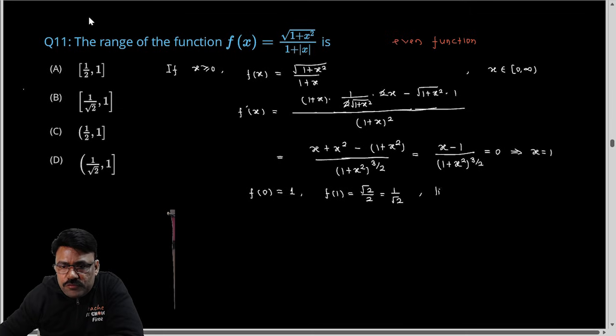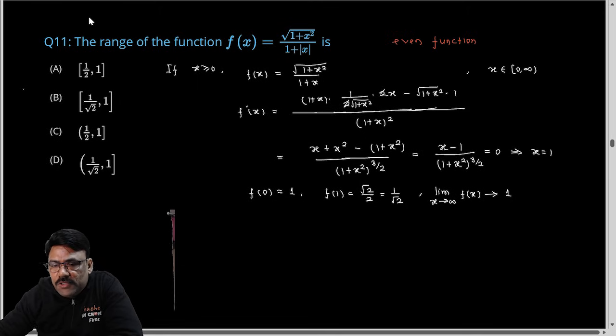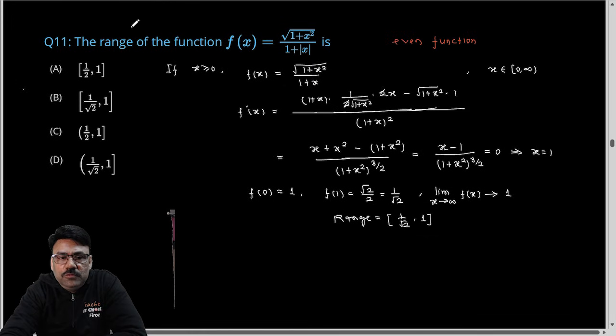And when x goes to infinity, the function is again approaching 1. Just take the limit as x approaches infinity, it is approaching 1 only. Just divide the numerator and denominator by x here, so you will get this limit. So you can clearly see that the range of the function is what? Minimum value you are getting 1 by root 2, and maximum value you are getting 1. So hence the range of this function is 1 by root 2 to 1, which is option B, right?